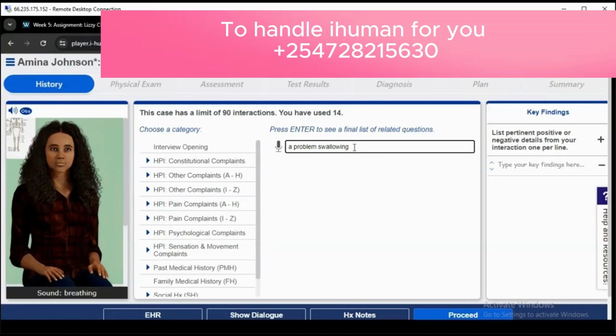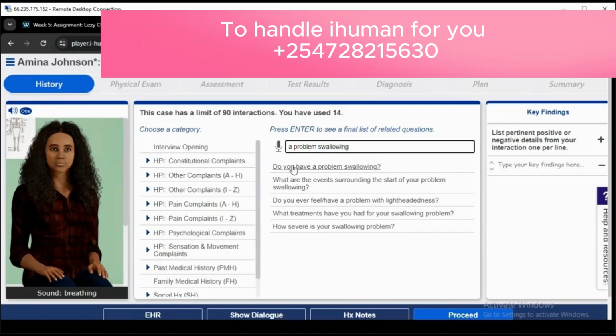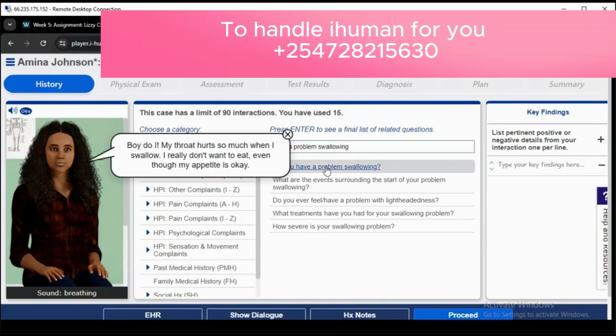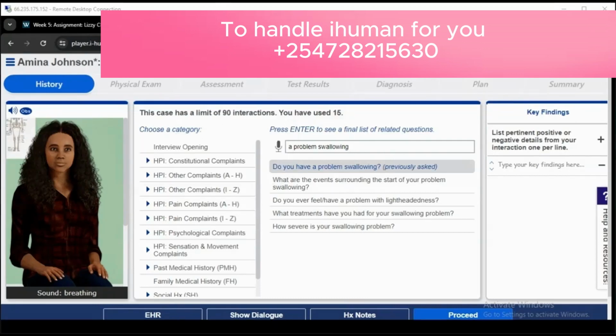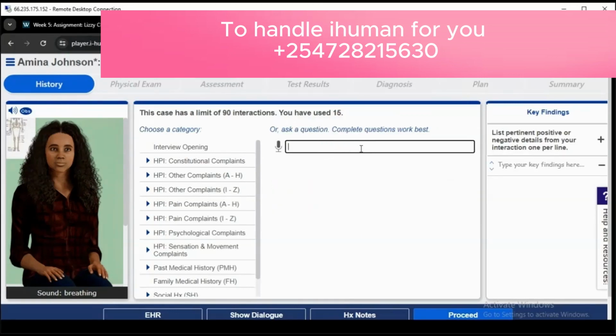A person with a sore throat is likely to have a problem swallowing, especially if the patient also has swollen glands, so you can guess that this person probably also has a problem swallowing. That's why I asked this specific question. Then also, depending on the symptoms or the patient's reason for encounter, you always have to ask about the severity of the problem.